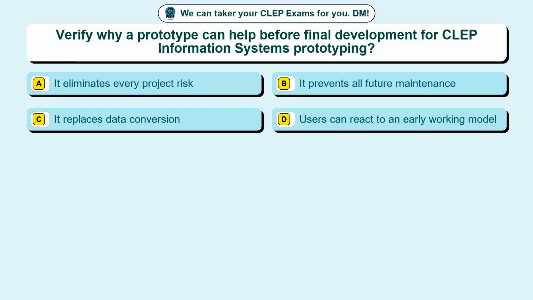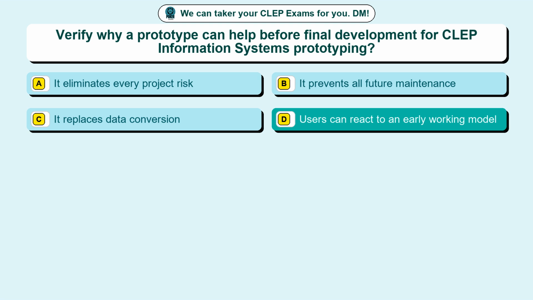Question 68. Verify why a prototype can help before final development for CLEP Information Systems prototyping. Option A. It eliminates every project risk. Option B. It prevents all future maintenance. Option C. It replaces data conversion. Option D. Users can react to an early working model.